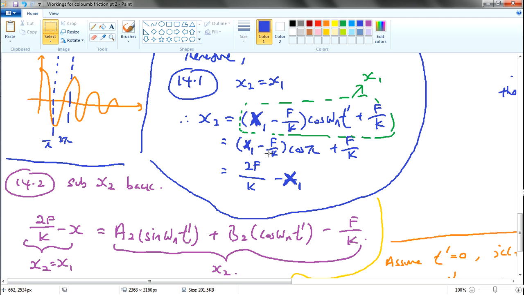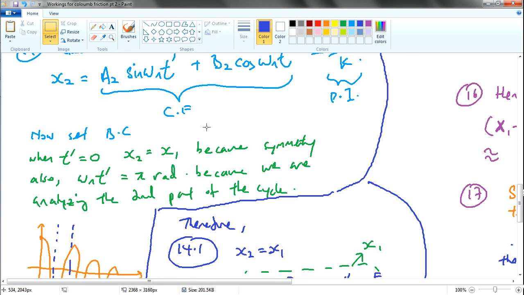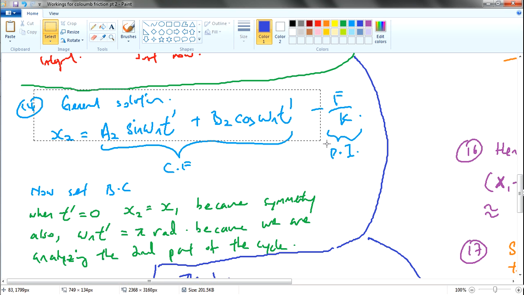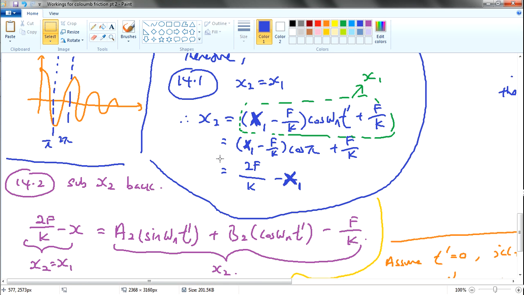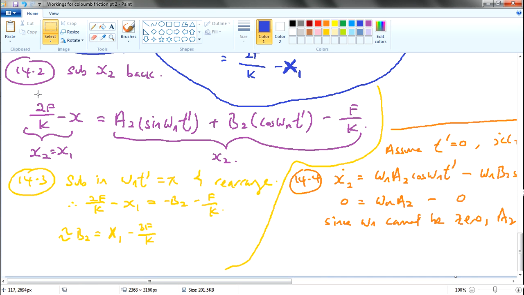-1 multiplied by this thing you have. Eventually you get this. That's it. And then you sub x2 back. So this is x2 equals x1, which is just now this one. But remember that our complementary function, our general solution, x2 is also equal to this complementary function plus particular integral. So this thing over here is equal to this thing over here. It's the same thing. So this is what it explains.